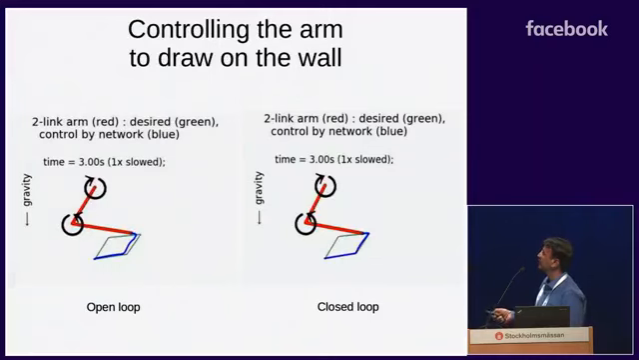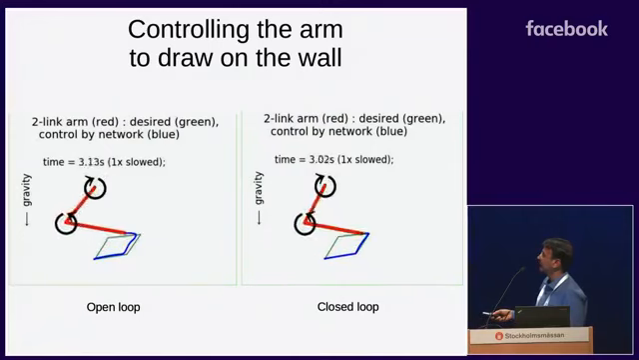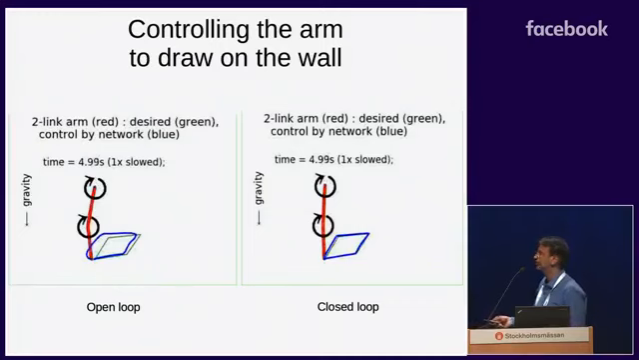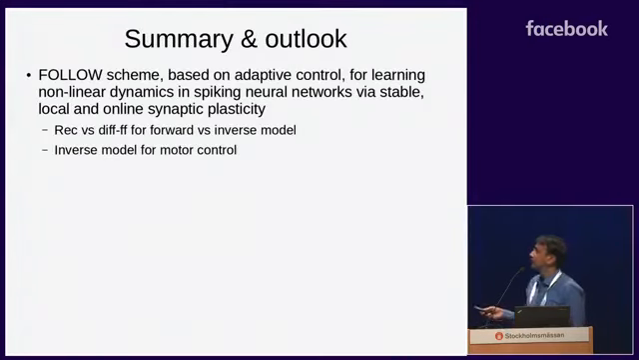So this one does the nonlinear control, and then around it you can do a small linear proportional control. And this, in open loop, is like drawing this trajectory with eyes closed, and closed loop is, let's say, with eyes open, so with feedback and without feedback. In summary, we proposed the FOLLOW scheme, an architecture based on adaptive control theory, for learning nonlinear dynamics in spiking neurons as the brain might, via stable, online, and local plasticity. For the stability proof, we have a proof similar to adaptive control based on a Lyapunov function, and you can see it in the paper and the poster.